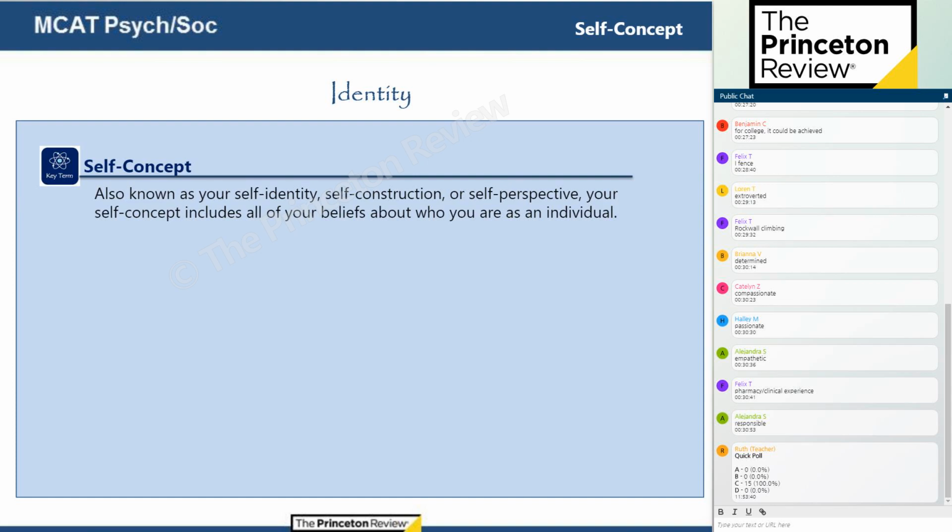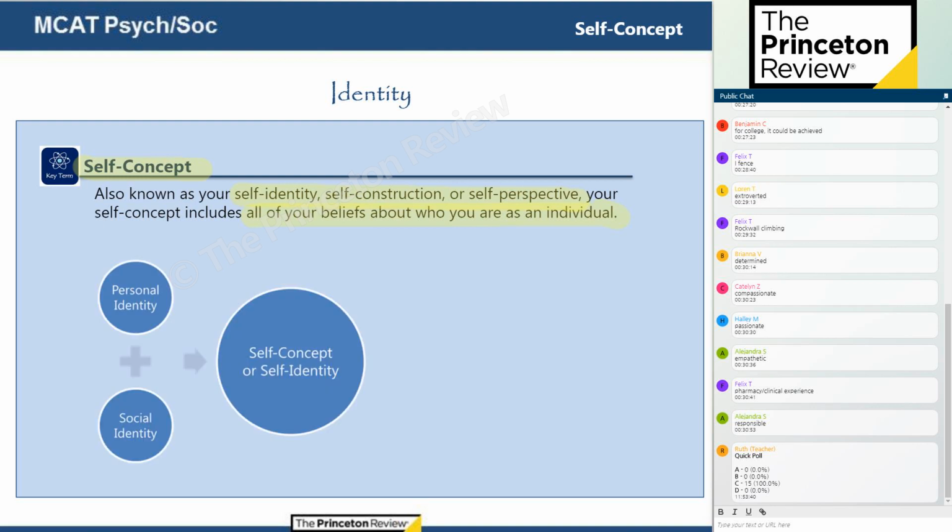All right, so this thing we call self-concept, aka self-identity, self-construction, self-perspective. It's everything you believe about who you are as a distinct, unique person. And this is made up of things that we call both personal identity and social identity.